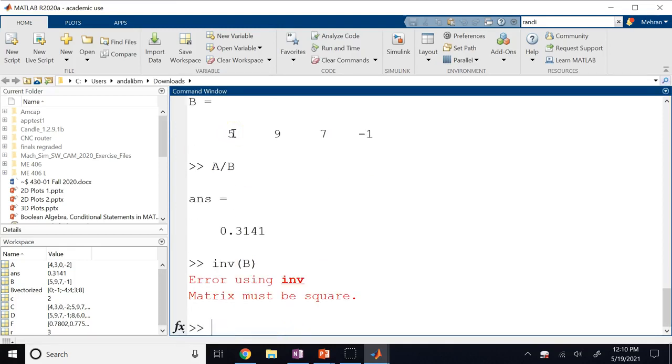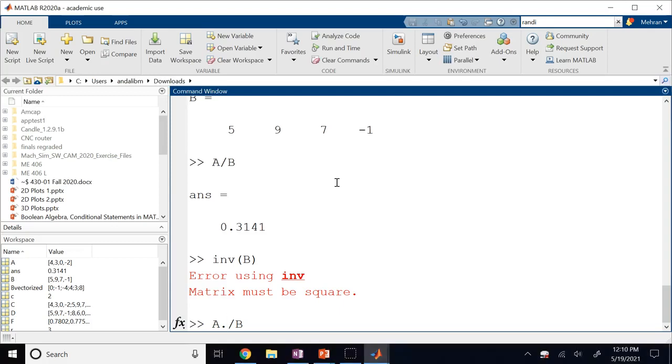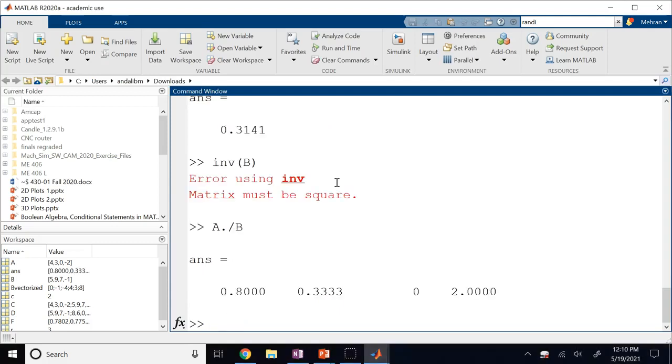But before that, as I said, there is something called dots. Remember, we had the dot product, which was element by element product. Can I do A dot divided by B? And the answer is yes, I can. Let's take a look here. Can I divide A by B? Yes. What I'm doing here is I'm dividing each element in A by the corresponding element in B.